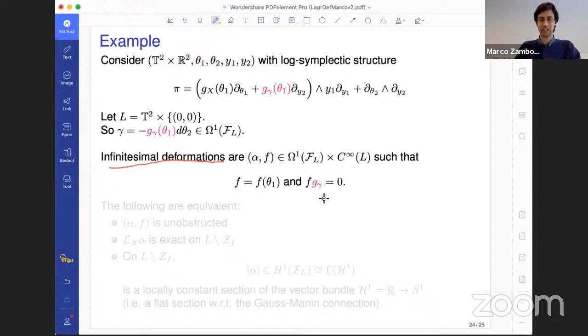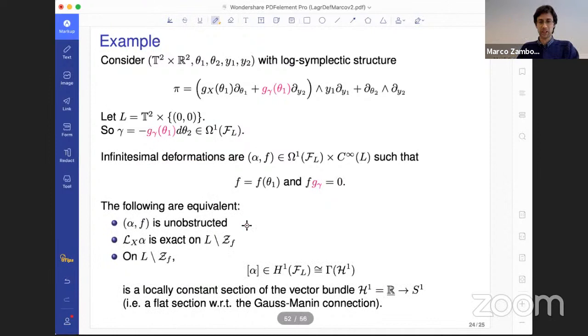And here I'm just repeating two of the points on the previous theorem. So unobstructedness is the same thing as this foliated one form being exact, where f does not vanish. And this can be interpreted in a geometric way.